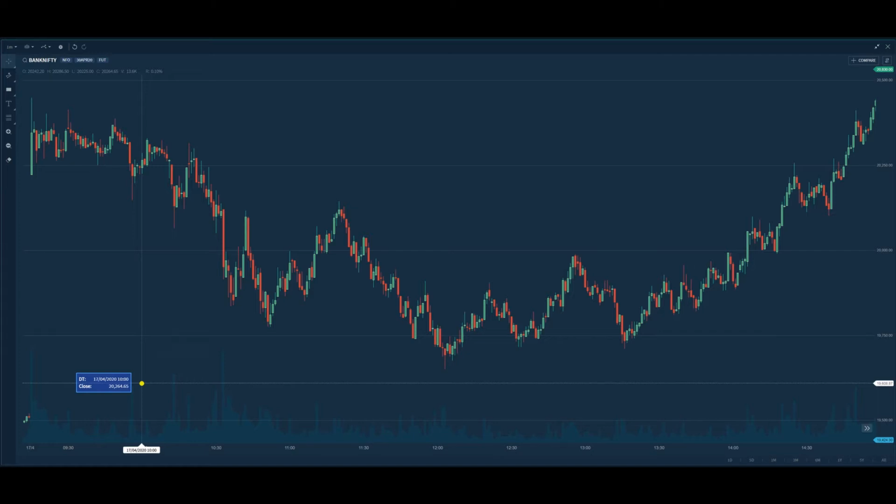Today we are going to see the chart analysis for Bank Nifty futures. As you can see in this chart, this is the closing price of yesterday and today it opened gap up, and then it was on a downward trend, as you can see here.